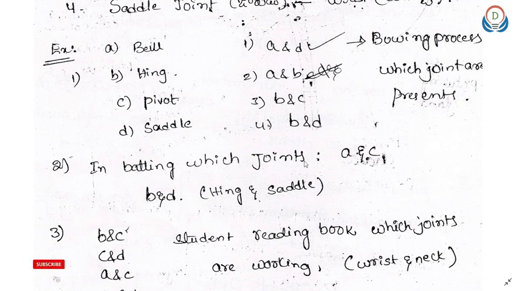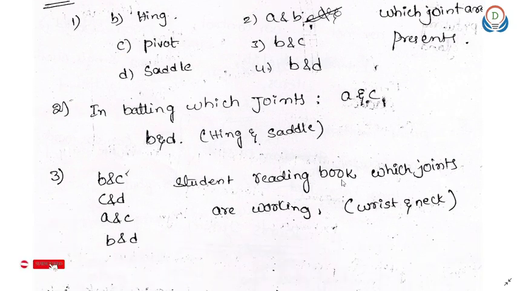Next, in batting, which joints do we see? In batting we can see A, a ball and socket joint, and C, a pivot joint. A and C is the correct option. B and D are the hinge and saddle joints. బ్యాటింగ్ అని చేస్తుంటాం కదా, సో ఇన్ బ్యాటింగ్ విచ్ జాయింట్స్ ఆర్ ప్రెసెంట్ మీన్స్ we can say this A and C, and B and D.